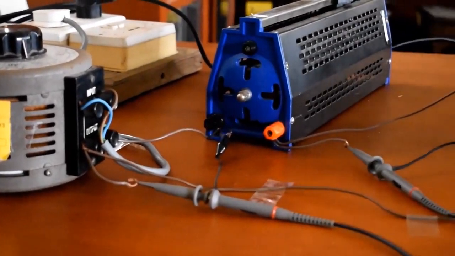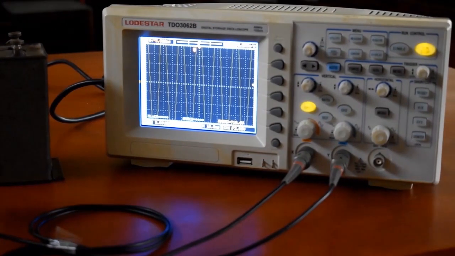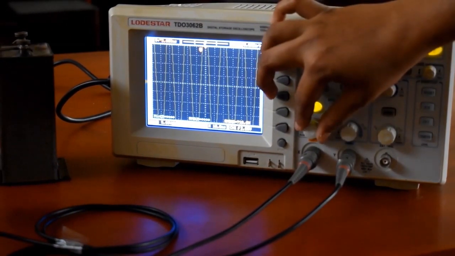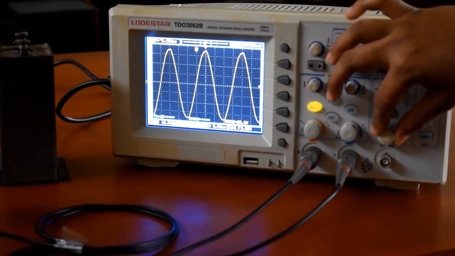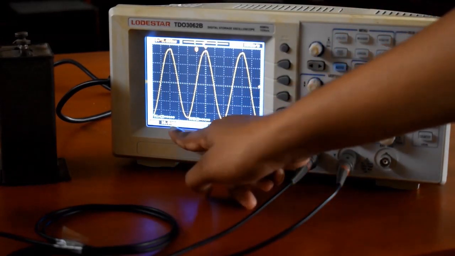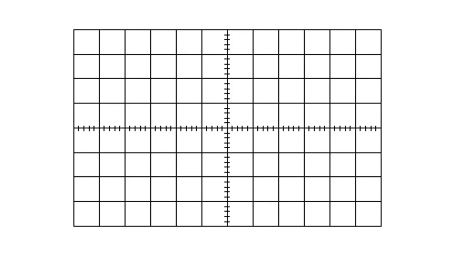After applying the voltage, we have to adjust the voltage and time sensitivity knobs so that the waveform can be clearly observed. It is recommended to keep the voltage sensitivity at 10 volts per division and time sensitivity at 5 milliseconds per division. This means a small square will represent 10 volts vertically and 5 milliseconds horizontally. Note that one square is divided into 5 smaller divisions horizontally and vertically.